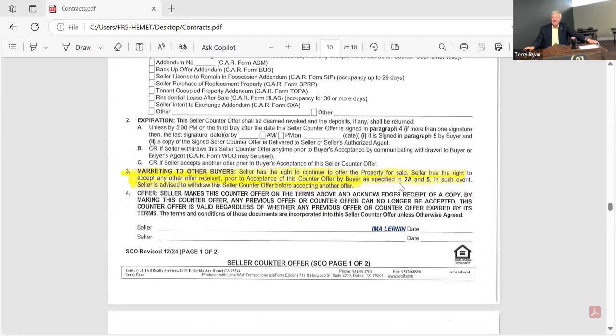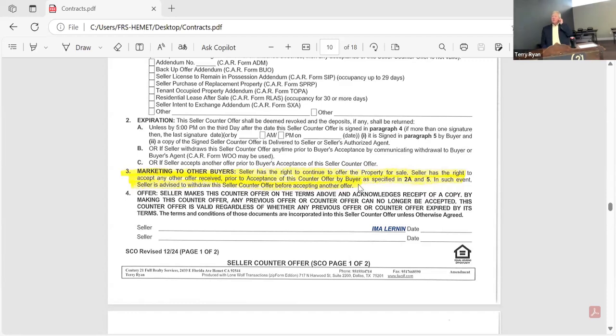And notice on here it says, and this is a biggie because people run into this all the time. I get phone calls about this at least two or three times a month, it seems like. Well, we wrote a counteroffer and they haven't gotten back to us, and now we have a new offer, can we accept it? So here's what it says. Seller has the right to continue to offer the property for sale. Seller has the right to accept any other offer received prior to acceptance of this counter by the buyer.